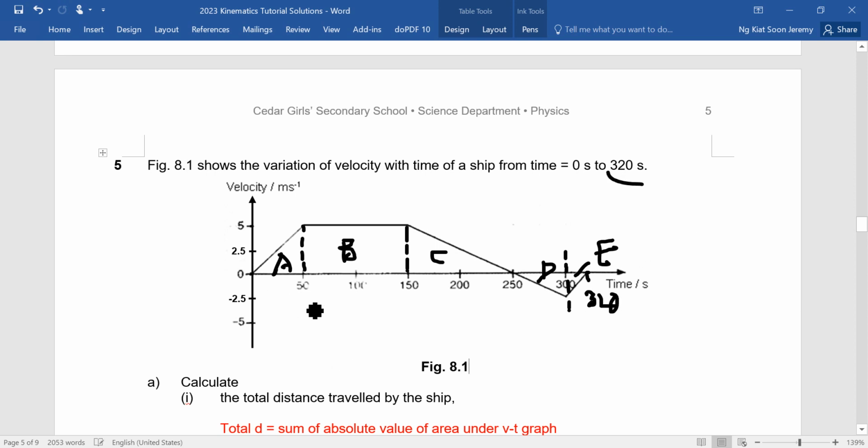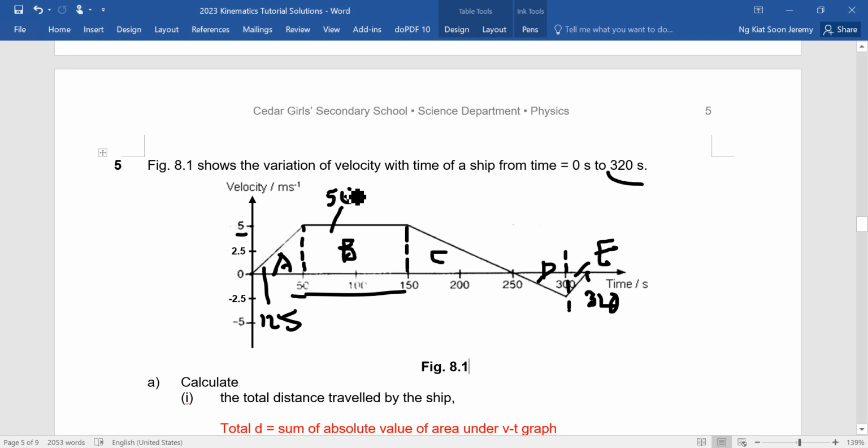I know that the area under the graph is my displacement, so I straight away try to figure out what the area under the graph is for A. A is a triangle, so it's half times 5 times 50, which gives me 125. The area under the graph for B is this length, 150 minus 50, which is 100, multiplied by 5, which is 500.